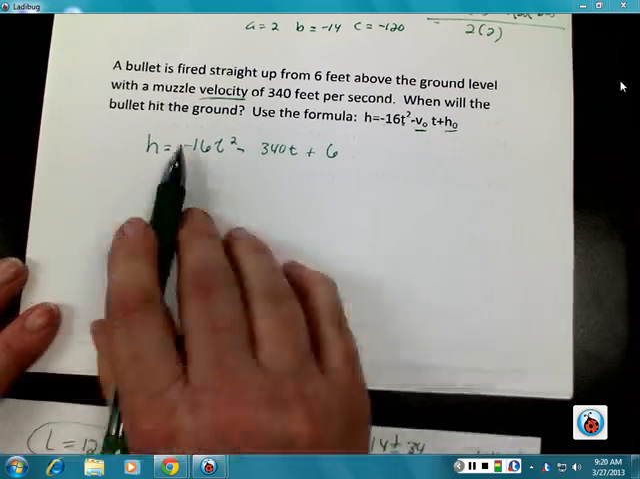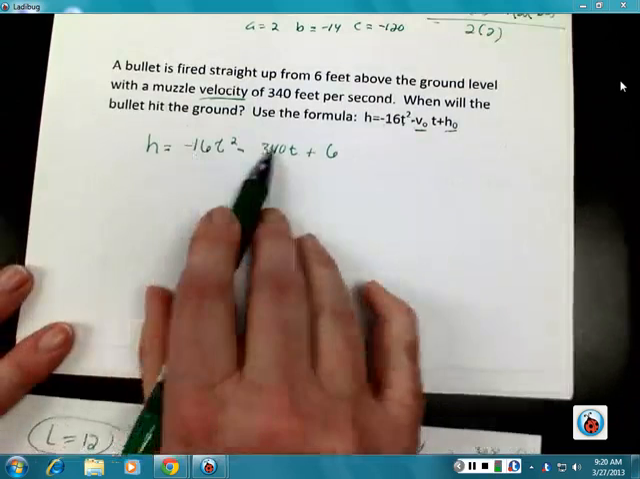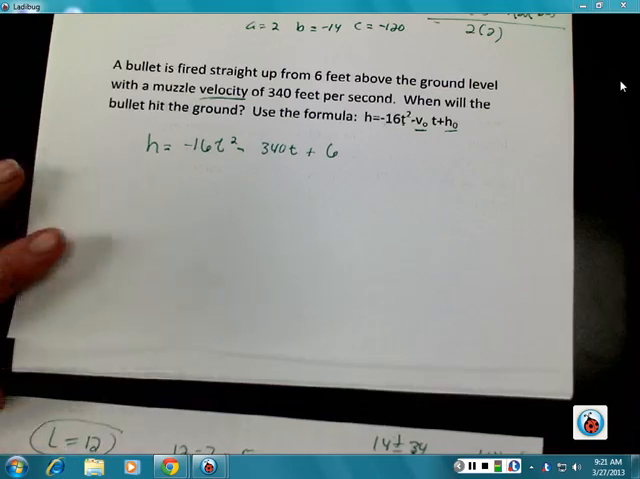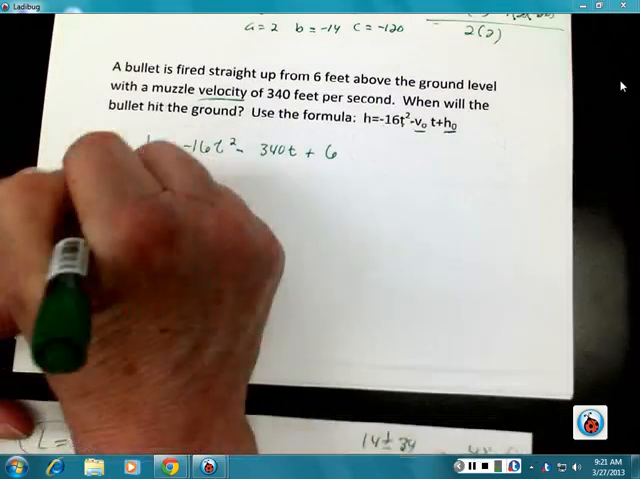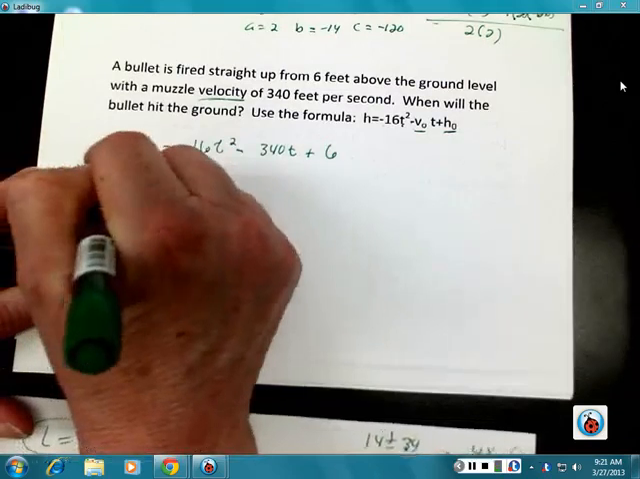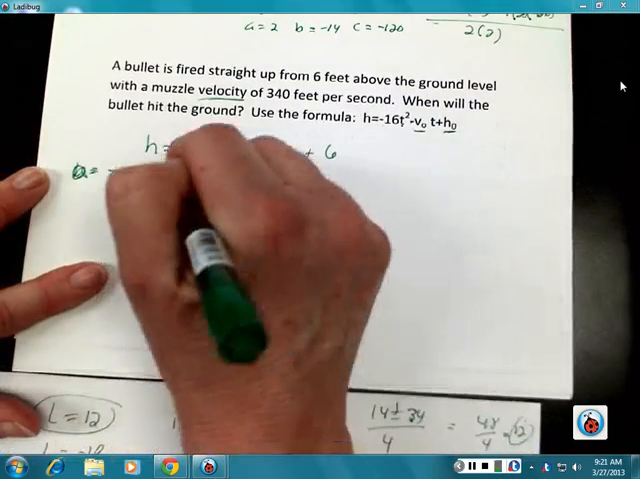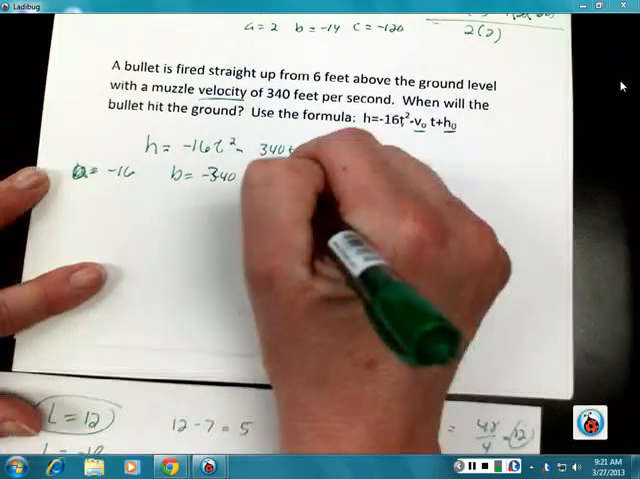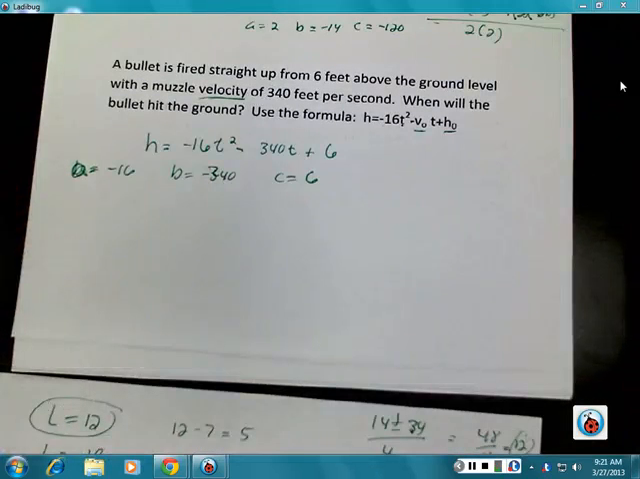So in this one, what would we do? All you'd simply do is plug these things into your quadratic formula and kick out an answer. I don't think we need to do that, do we? Or do you want to do that? All right, well, let's plug them in because we got some big things in here. So A equals negative 16. B equals negative 340. C equals 6.